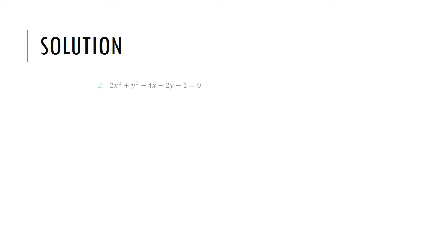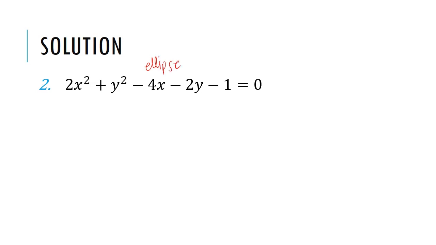For our number 2, we have 2x squared plus y squared minus 4x minus 2y minus 1 equals 0. So here, by inspection, the coefficients of x squared and y squared are not equal, but they have the same sign, so I assume it's an ellipse. But to prove it, we have to reduce the general equation, or transform the general equation, into a standard form. So what we're going to do again is to complete the square.